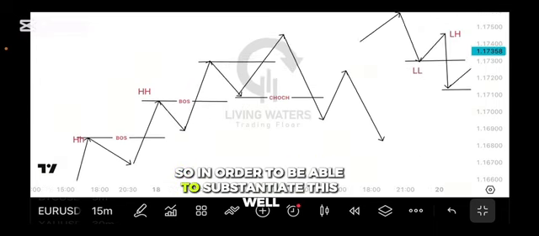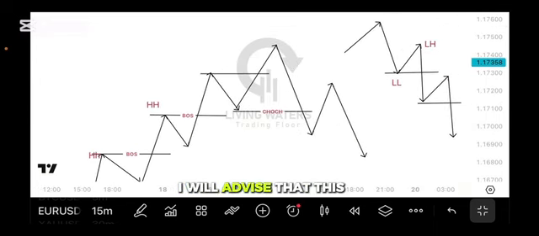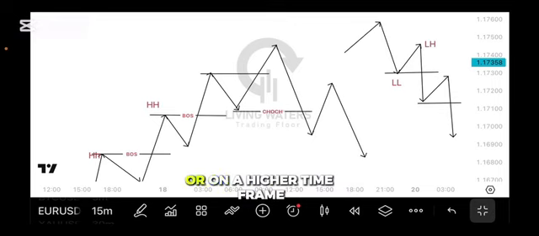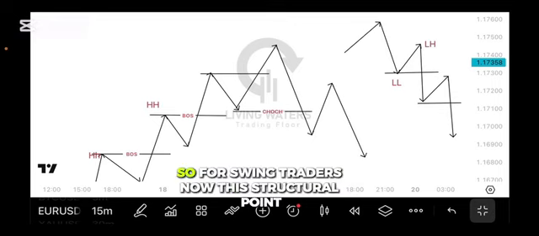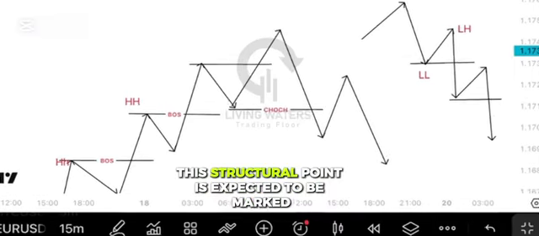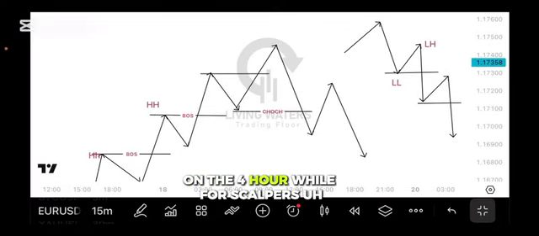In order to substantiate this well, I will advise that these structural points should be marked on a higher time frame. For swing traders, these structural points are expected to be marked on either the weekly or the daily. For intraday traders, these structural points are expected to be marked on the 4-hour.